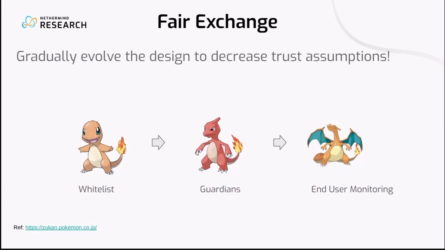So here again, I'll introduce a Pokemon analogy. I think here we can gradually evolve the design to decrease some trust assumptions. So we can start with a whitelist approach, which is very simple, but has a lot of trust assumptions. Then we can eventually evolve it to guardians and then end user monitoring. And I think this kind of iterative approach is also a good practice in general.